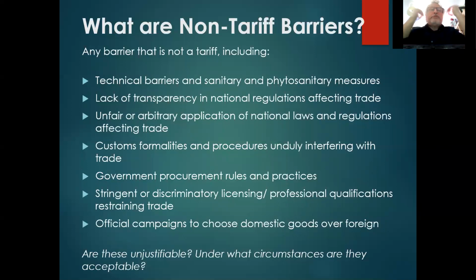There are also stringent or discriminatory licensing and professional qualifications restraining trade. So, for example, I have a PhD from a university in the UK. Many countries will say a British PhD is equivalent to a PhD in their own country. As far as I know, in France, if I want an academic job in France, I have to have a French PhD. Is that okay, or is that about the trade that shouldn't be allowed? Interesting question.